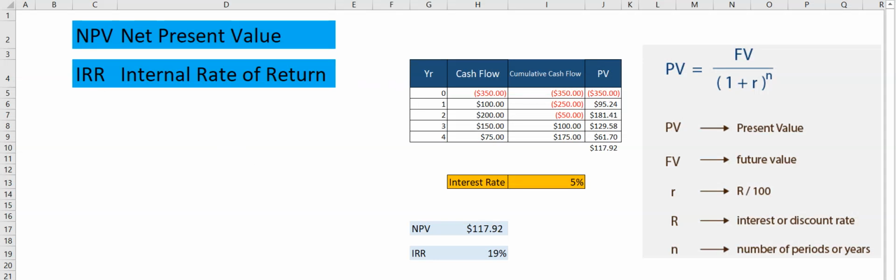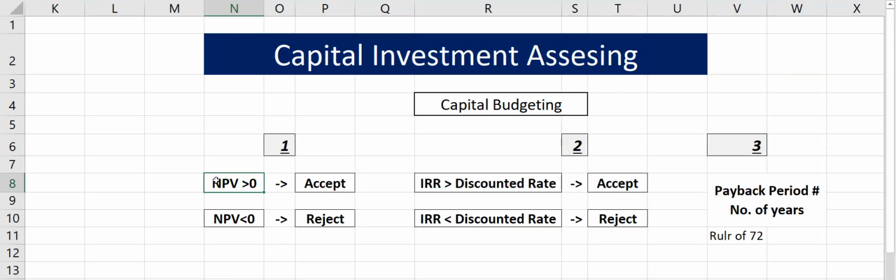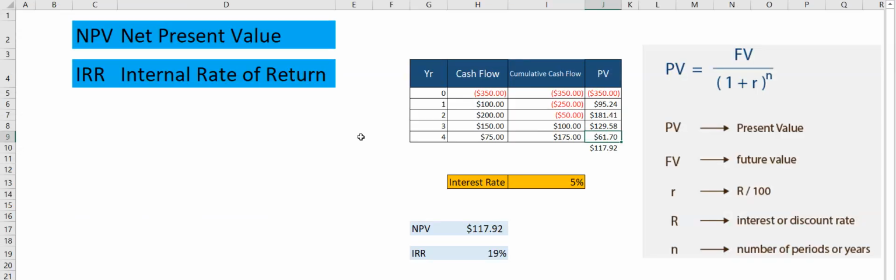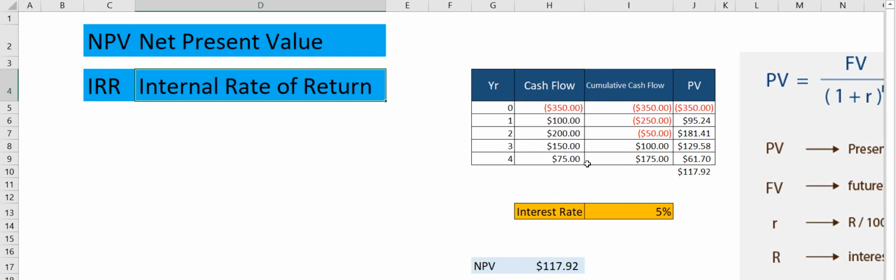Previously we have seen net present value and internal rate of return and how they assess investments. So now we are going to see how the net present value and IRR are calculated. These are the data that I have created for the example.